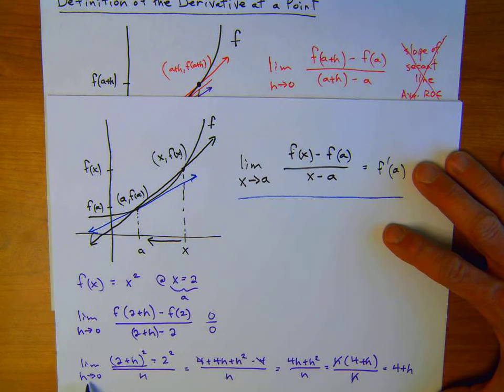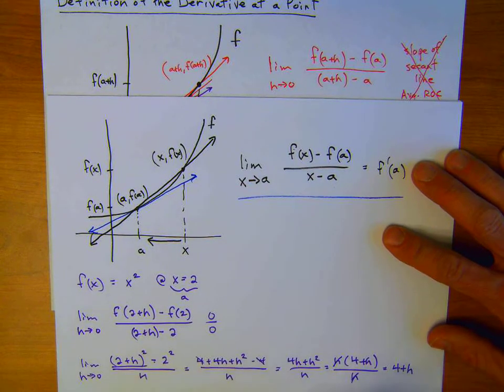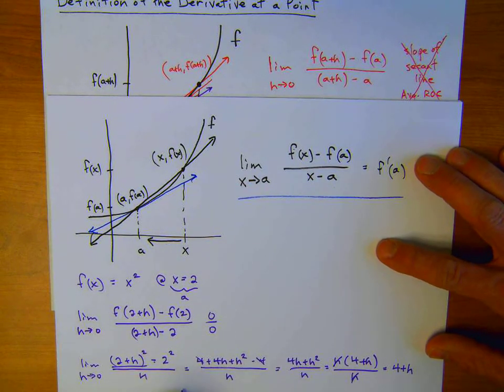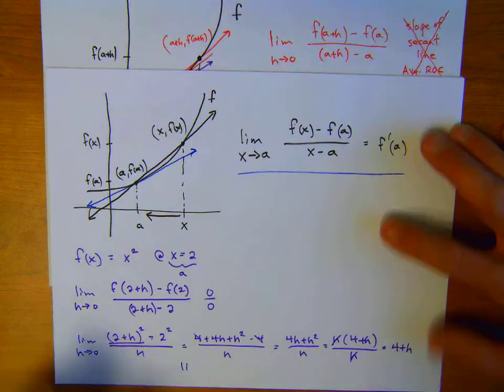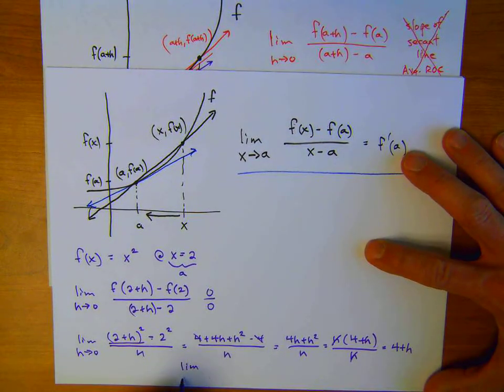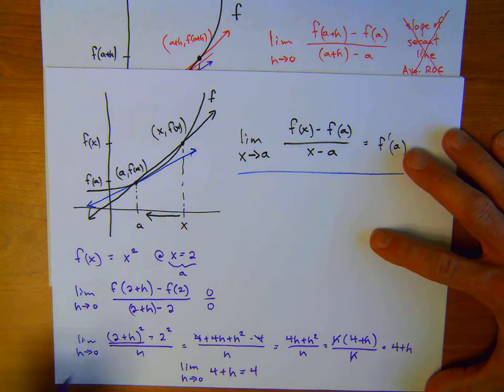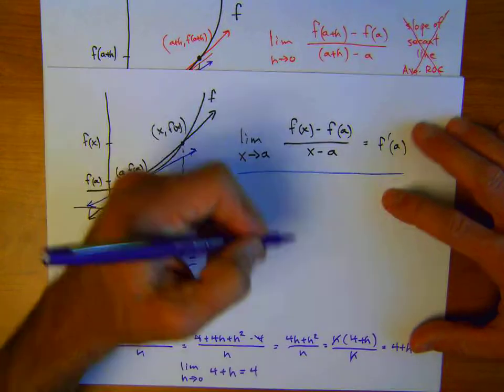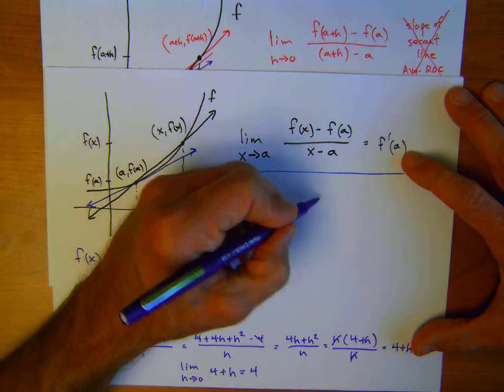Now this is continuous when h is 0, because it's defined. Just put in 0 for h. So now if we take this limit, the limit as h goes to 0 of 4 plus h is 4. So what does this mean? Well, let's look at a quick graph.